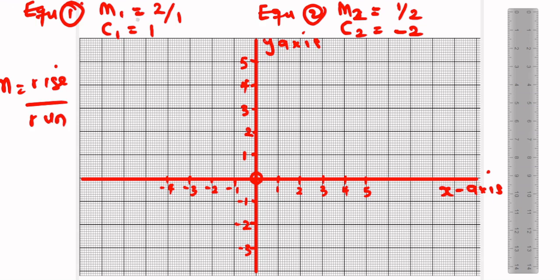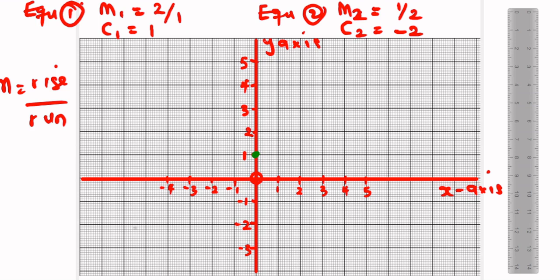For equation 1, C1 is what? 1. So the value of y on the graph is 1. It's a positive 1 on the y-axis. Remember I said it should be on the y-axis. So this is 1 on the y-axis, and I'm going to denote that. Now M1 means take a step whenever you have a positive at the numerator.